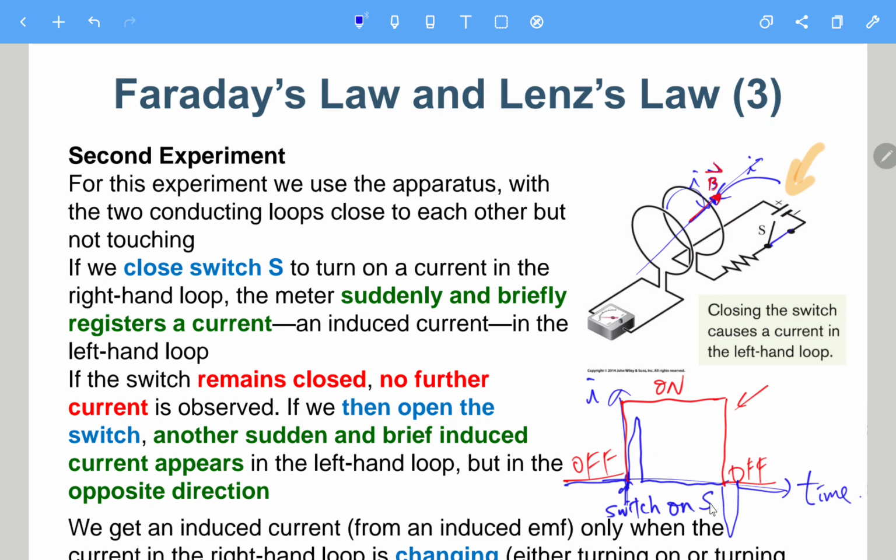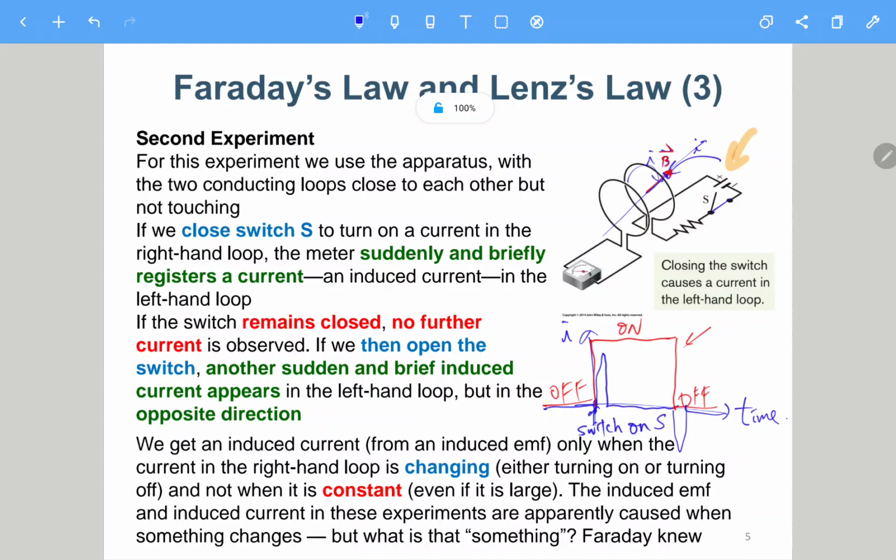Okay, this one and this one are just opposite to each other. And then it will go back to 0 soon. So we get an induced current from an induced EMF only when the current in the right hand loop is changing. This changing is very important. It's related to Faraday's law, and it happens either when turning on or turning off, and not when it is constant, even if it is large.